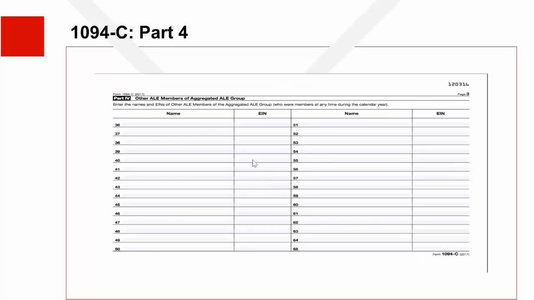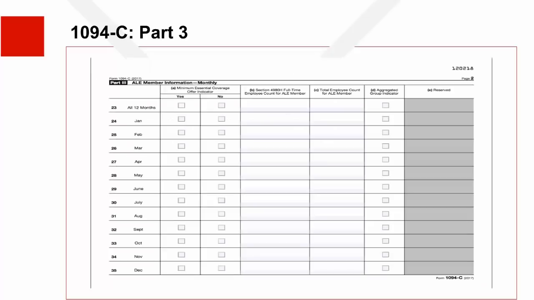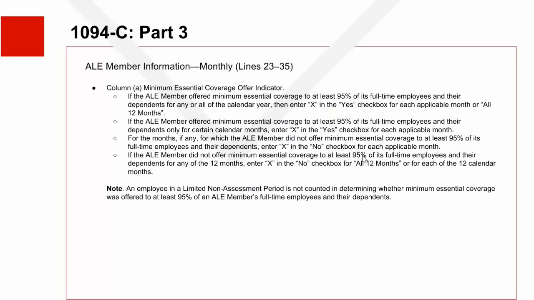So lastly, we'll talk about column D, which is the aggregated group indicator. This section is just asking those who selected line 21 that they were part of an aggregate group to now indicate what months during the calendar year they were members of those aggregate groups. So again, at the risk of being redundant, you'll see right here on the right-hand side, column D, where you can select what month or all months where you were considered part of a larger aggregate group.